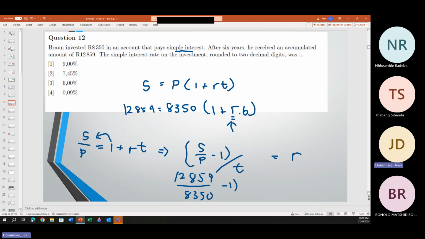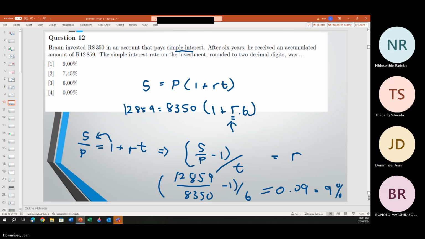So we will need to subtract 1 from that calculation and then divide by 6. Okay, so 12859 divided by 8350 gives us 1,54. 1,54 minus 1 is 0,54, divided by 6 gives us 0,09. And then if we multiply that by 100 to get to a percentage, we get 9%.